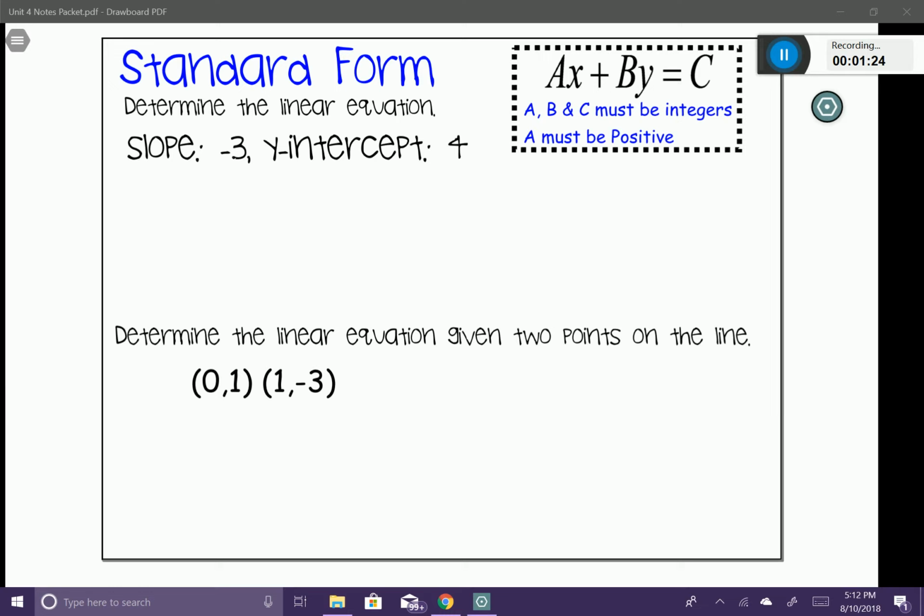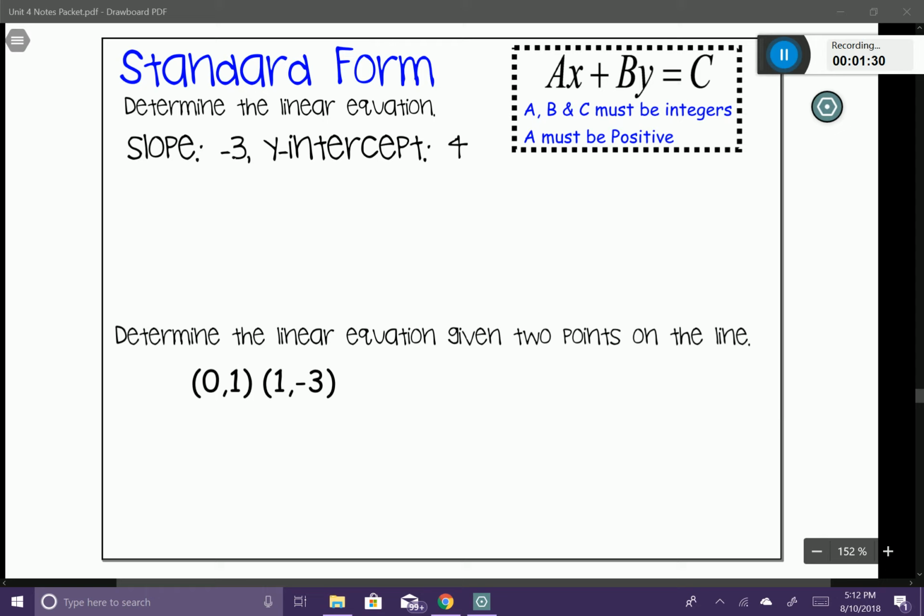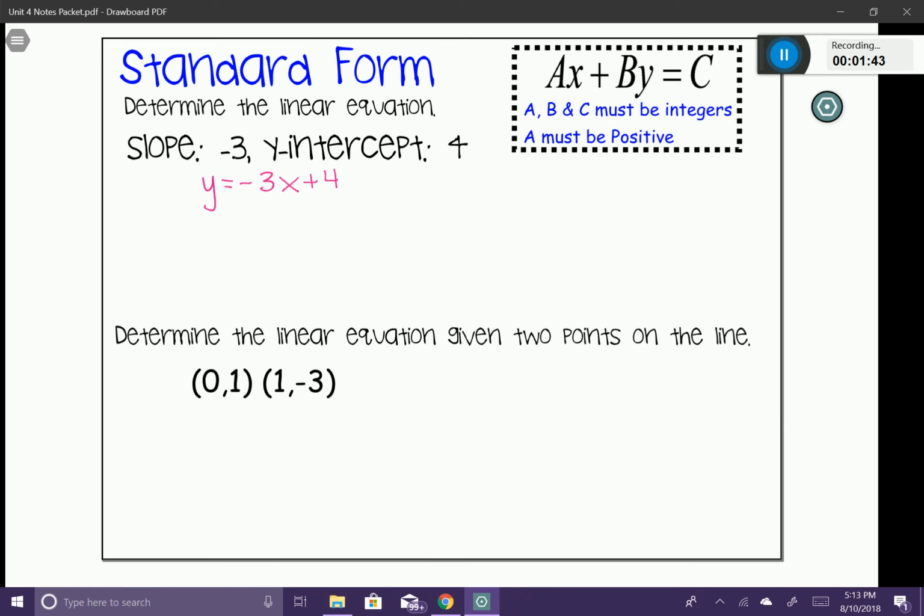Let's start with slope-intercept form. Let's take the information and put it into slope-intercept form. And here's how. y is equal to -3x plus 4. The reason that I'm going about it this way is that you can't take information and substitute it into the formula. You just can't do that. You have to go one of these avenues in order to get the equation in standard form.